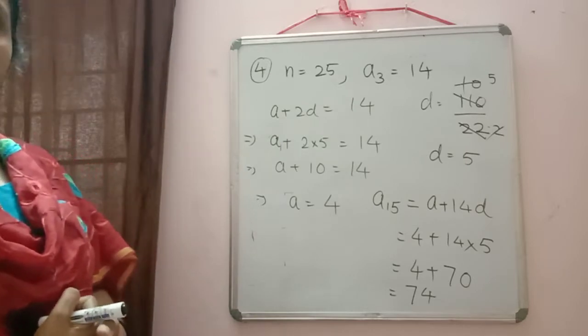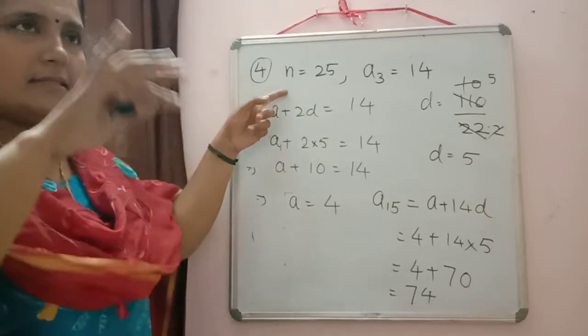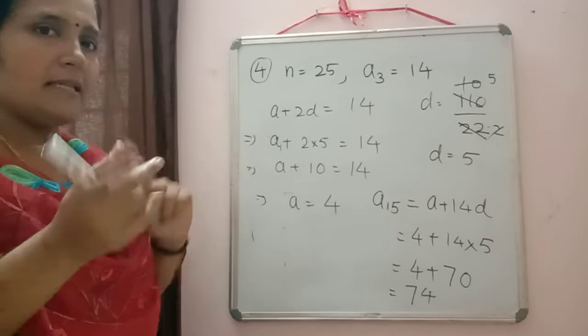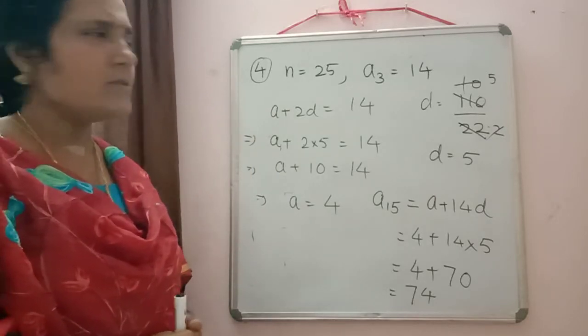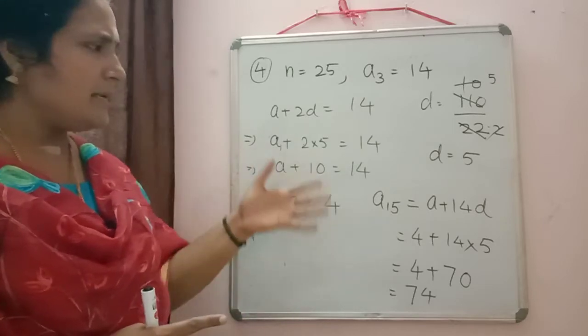So don't always get confused. N means the position and an means the value in that position. So these are the questions which will be easy there.